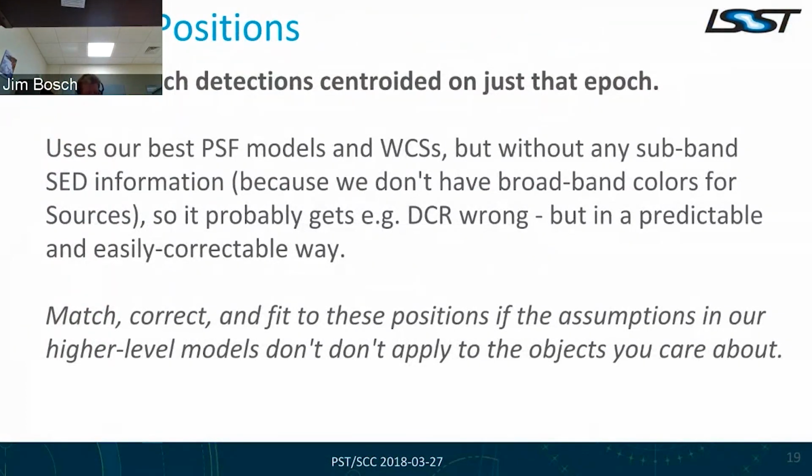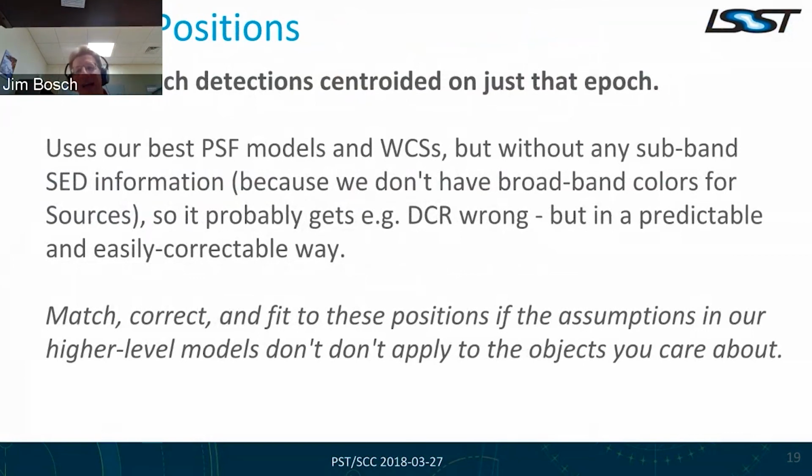So the first astrometric data product I'm going to talk about is source positions. So this is the source catalog. These are single epoch detections centroided on just that epoch, the simplest possible thing. This uses our best PSF models and WCSs. We're going to update these after we have the improved ones.